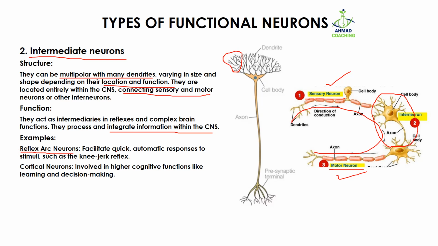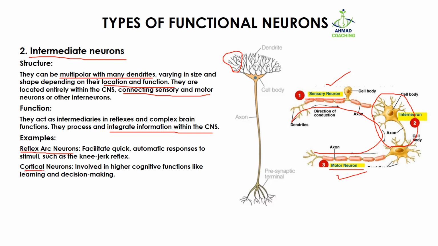They are going to facilitate quick automatic responses to stimuli. For example, if you accidentally touch something very sharp, you immediately push your hand away. That sudden reaction or movement is actually because of the reflex arc in which the interneurons are involved.